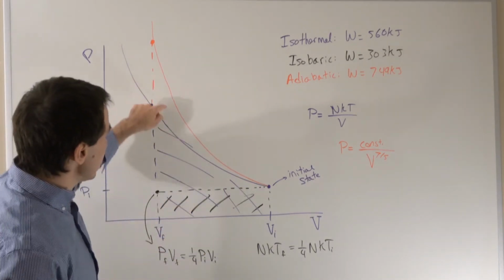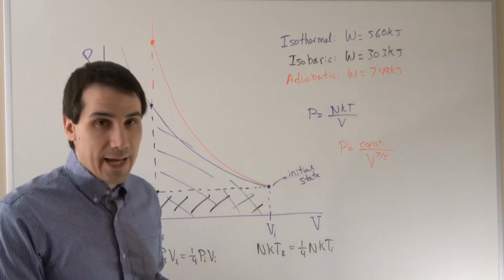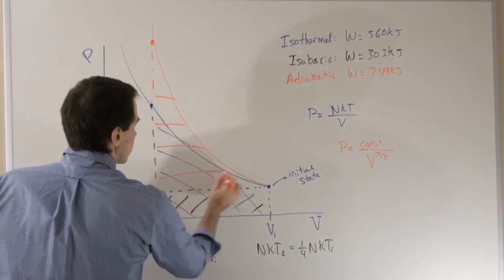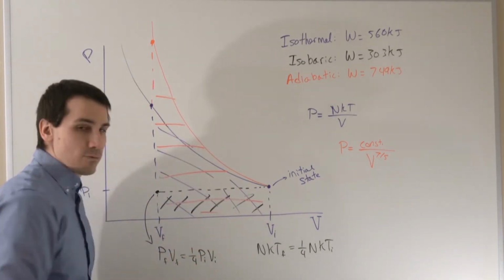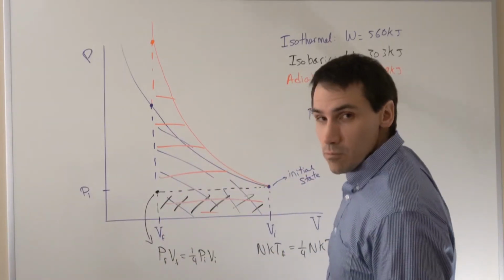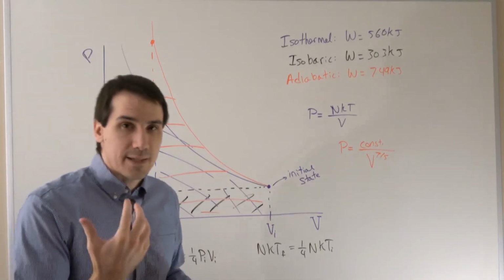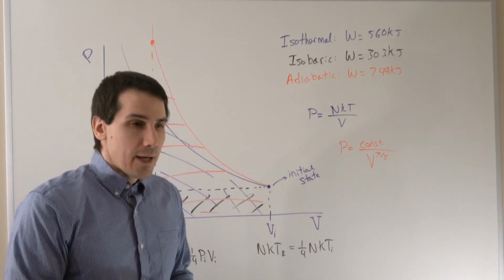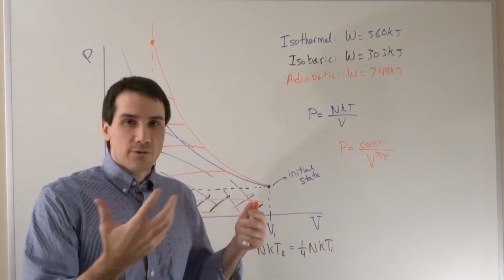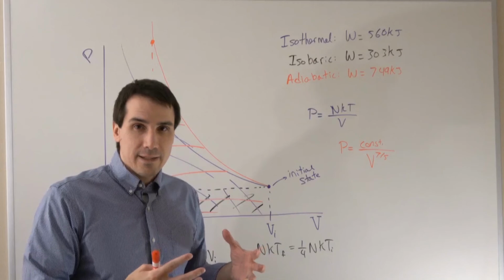And we have all of this extra work being done on the gas as it is compressed adiabatically. And that red region represents that work. So again, we see that we get more work. We have to do more work on the gas to compress it adiabatically. And that's because if no heat is allowed to flow, we are doing work on the gas as we compress it.